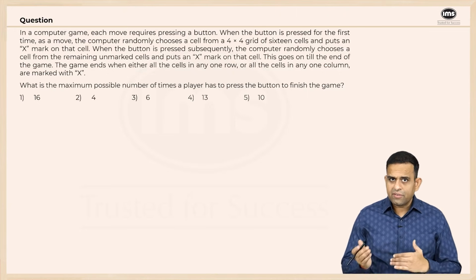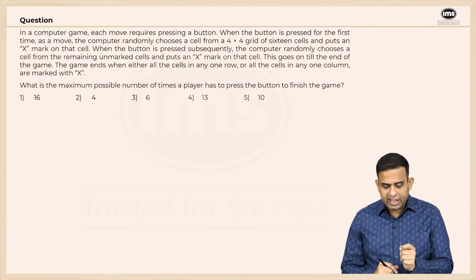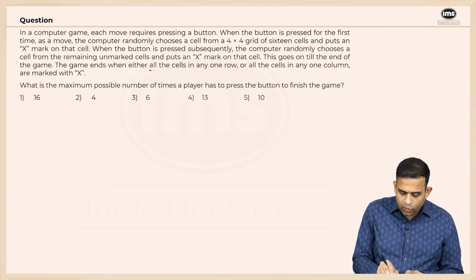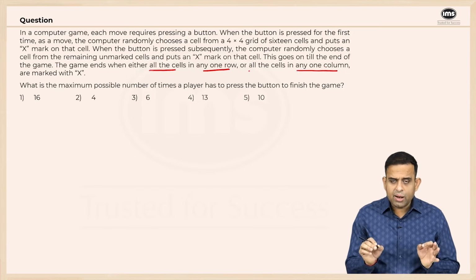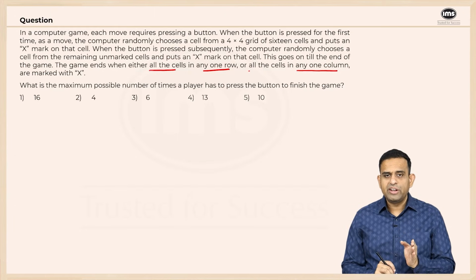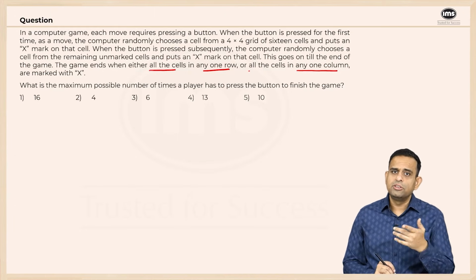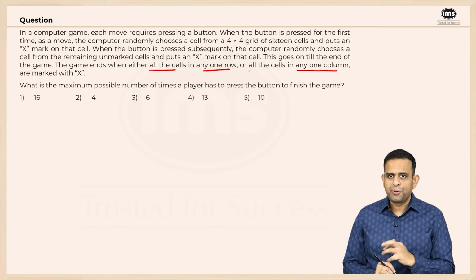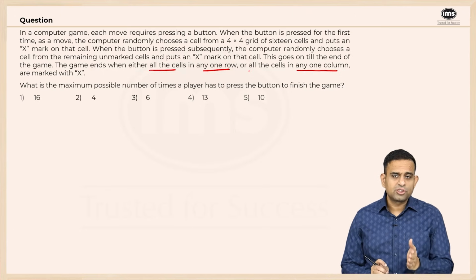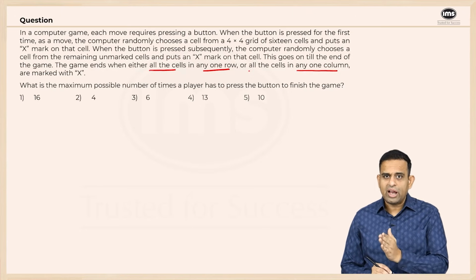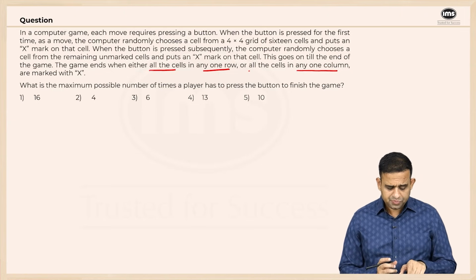And when will the game end? They have given the required condition. The game ends when either all the cells in any row, look at the keyword, when all the cells in any row or all the cells in any column are marked with X. So suppose, because it's a 4 cross 4 grid, the moment we get 4 Xs in the first row or second row or third row or the fourth row, or for that matter all the 4 Xs are present in the first column, second column, third column or the fourth column, in that case the game is going to end at that moment.